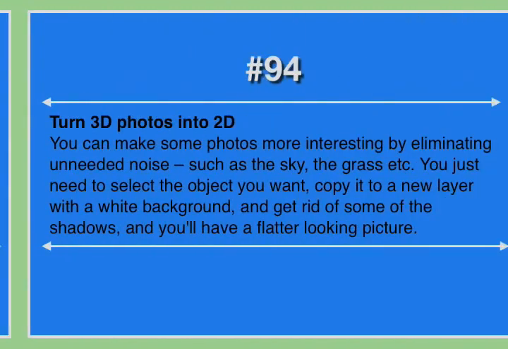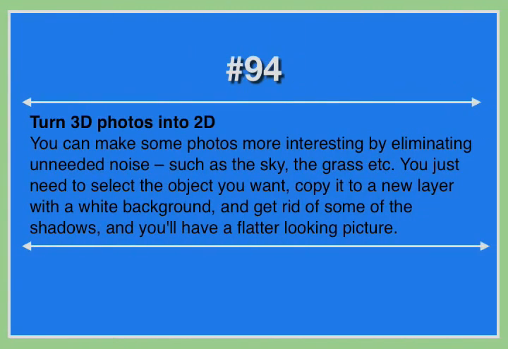Number 94. Turn 3D photos into 2D. You can make some photos more interesting by eliminating unneeded noise, such as the sky, the grass, etc. You just need to select the object you want, copy it to a new layer with a white background, and get rid of some of the shadows, and you'll have a flatter looking picture.